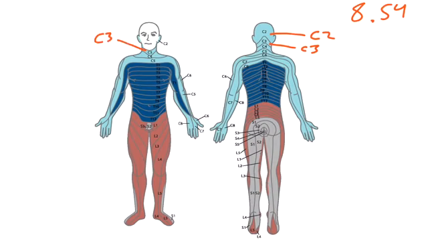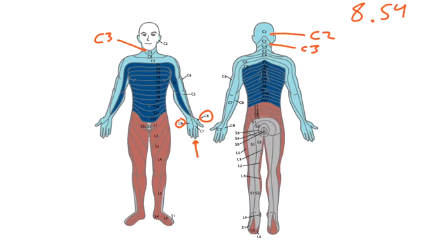And then C6 is the thumb, and C7 includes the middle finger. And on this particular map, we see that it includes the index finger as well. Just understand that on different dermatome maps that you'll see, there's going to be slight variation. So what's most important is to recognize that the C7 dermatome includes that third digit. And then C8 includes the fifth digit, or the little finger.